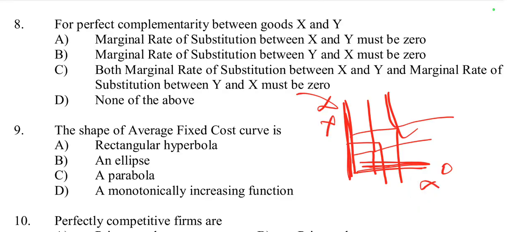But at the kink, where the consumer actually chooses to consume, MRS is undefined, so saying MRS is 0 is wrong. So options A, B, C are not correct, they miss the full picture. The most accurate answer is none of the above. For complements, both MRS need not be 0. If one is 0, then the other is infinite, not 0. So none of the above should be the answer.